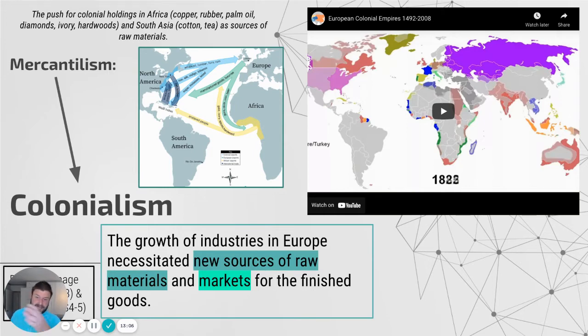And you see this map here, we're talking about this triangular trade. This is just the movement of raw materials and people to be turned into finished products and then sold back. So again, we see this wealth moving towards Europe and eventually towards the United States, right? This mercantilism is the forefront, the beginnings of what we now know as colonialism.